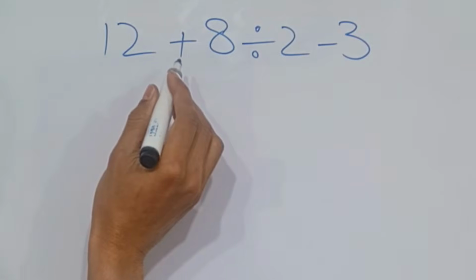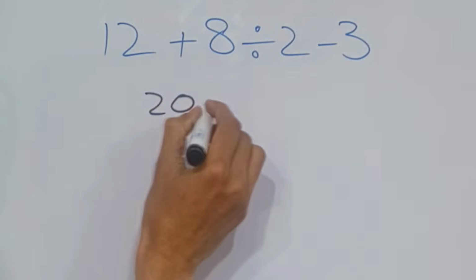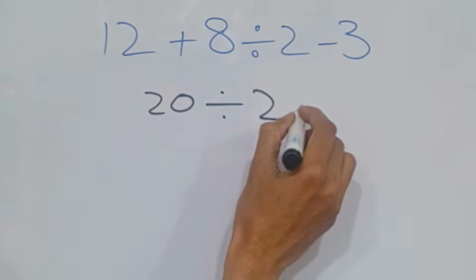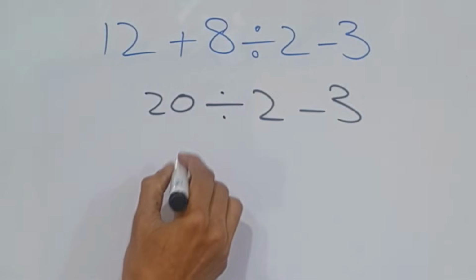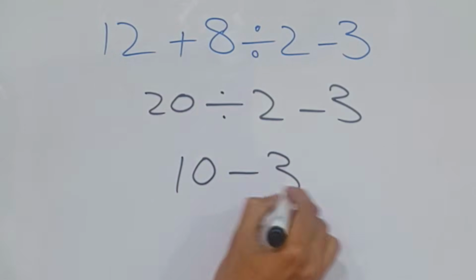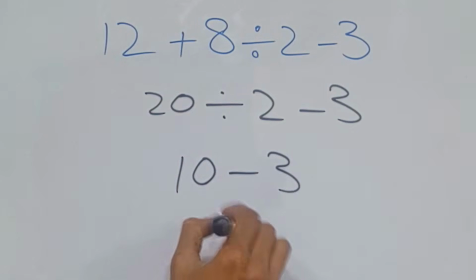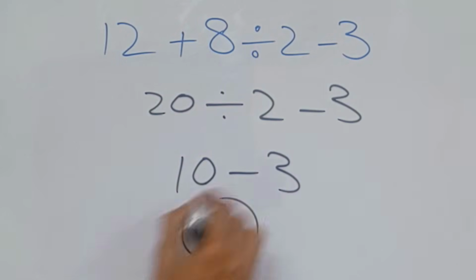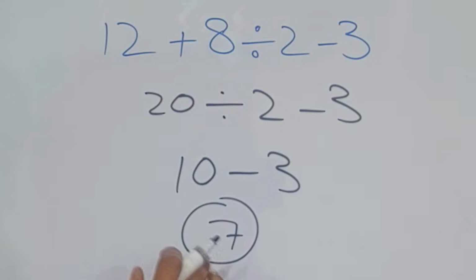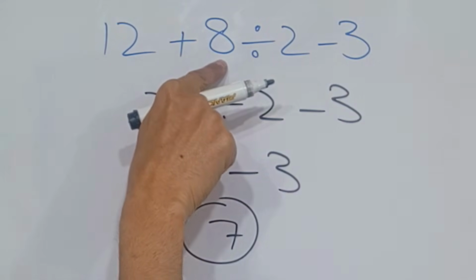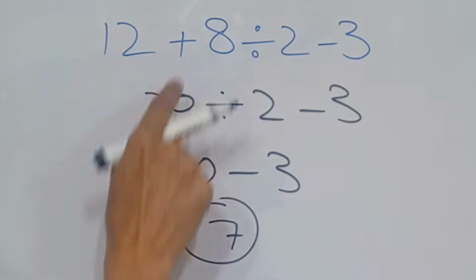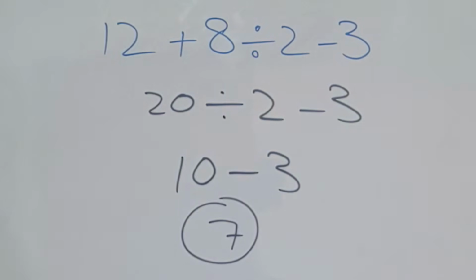12 plus 8 equals 20 divided by 2 minus 3, right? Now 20 divided by 2 equals 10 minus 3, and 10 minus 3 equals 7. But this is wrong. Why? Because multiplication and division must be done first, then addition and subtraction, right?